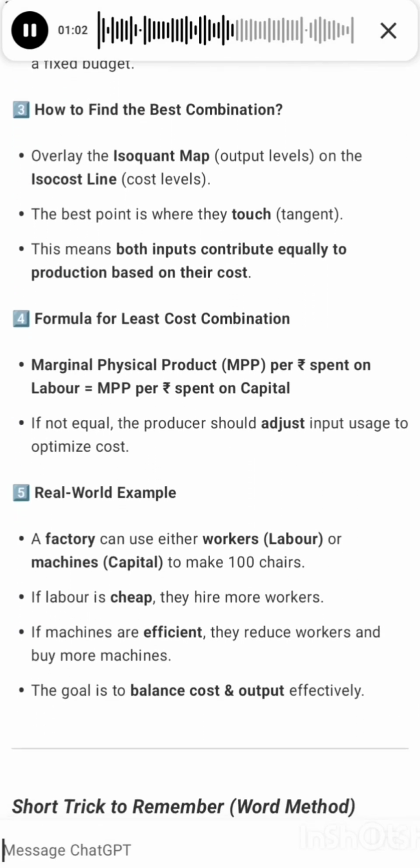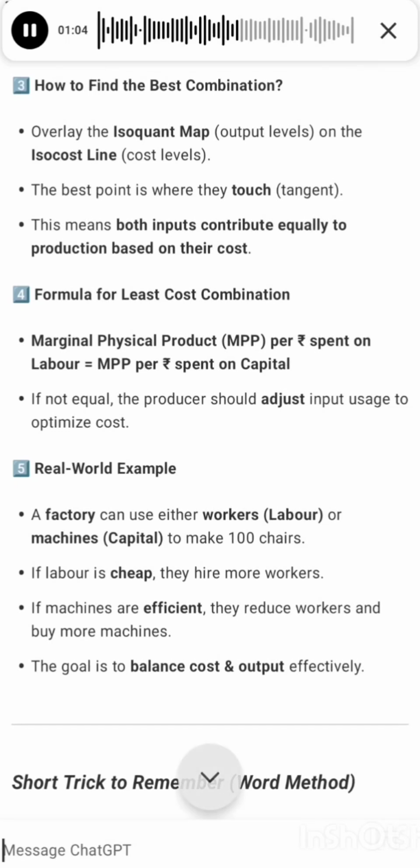4. Formula for least cost combination. Marginal physical product, MPP, per dollar spent on labor equals MPP per dollar spent on capital. If not equal, the producer should adjust input usage to optimize cost.